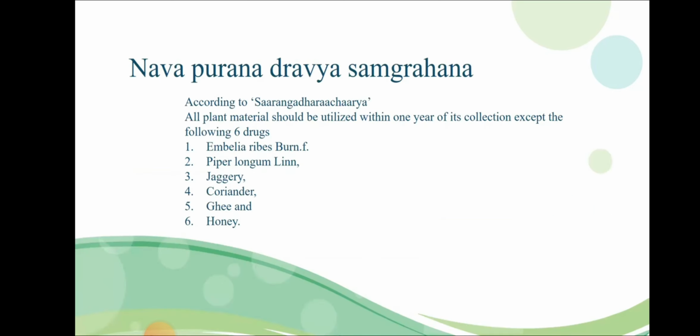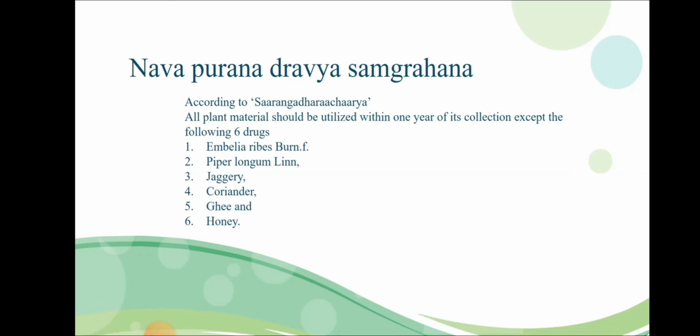Coming to Navapurana Dravya Sangrahana. The period of utilization is according to Sharangadhara Acharya. For all the purposes, we have to use the plant material within 1 year of its collection. That is explained in the shloka: Navani Evahi Dravyani Yojyani Akhila Karmasu, Vina Vidanga Krishnabhyam Budadanya Anjamakshikaihi.